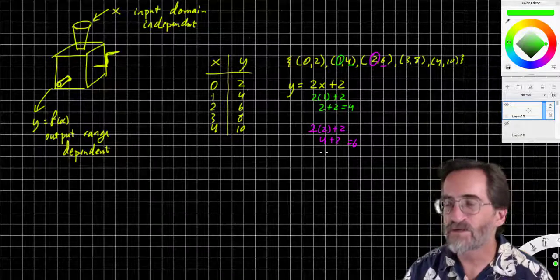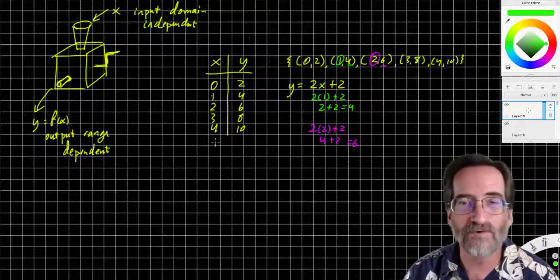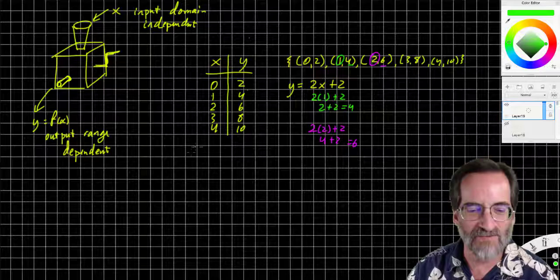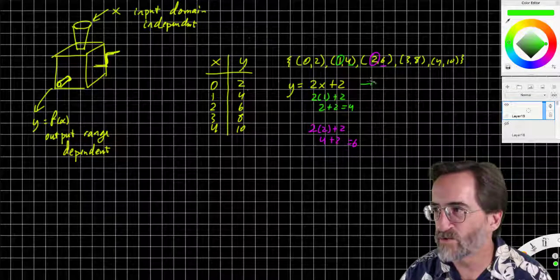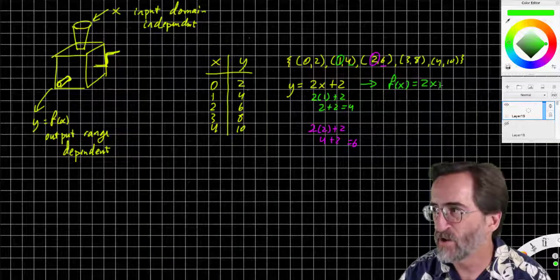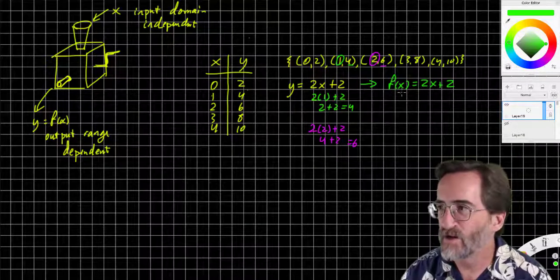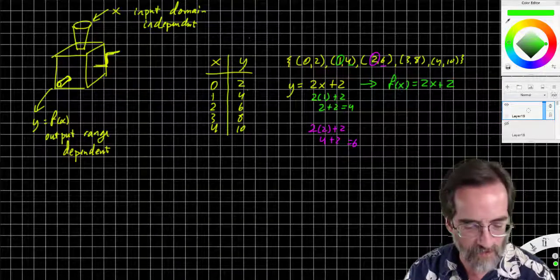So input yields output, input and output. That's the idea of a function, right? Input x, output y, or output f of x. And this notation, f of x: I said y equals 2x plus 2. We can also write it f of x equals 2x plus 2. That means a function of x. f is a function of x. It depends on x, the independent variable.